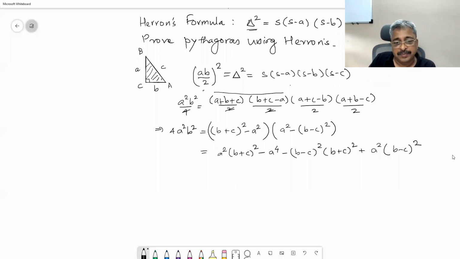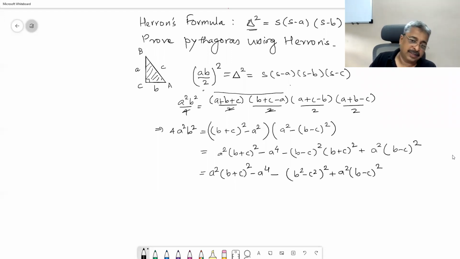Okay, let us see. Is there any shortcut by which I can do this? I can club these two. This is A square inside bracket B plus C bracket square minus A fourth minus B minus C into B plus C, which is B square minus C square, bracket square, plus A square into B minus C bracket square.